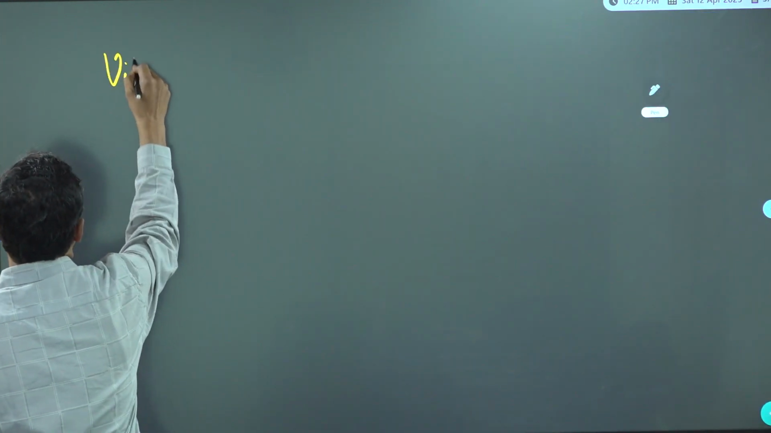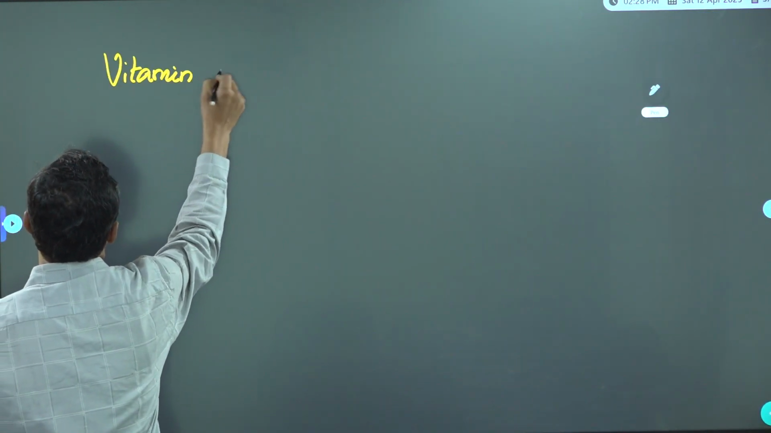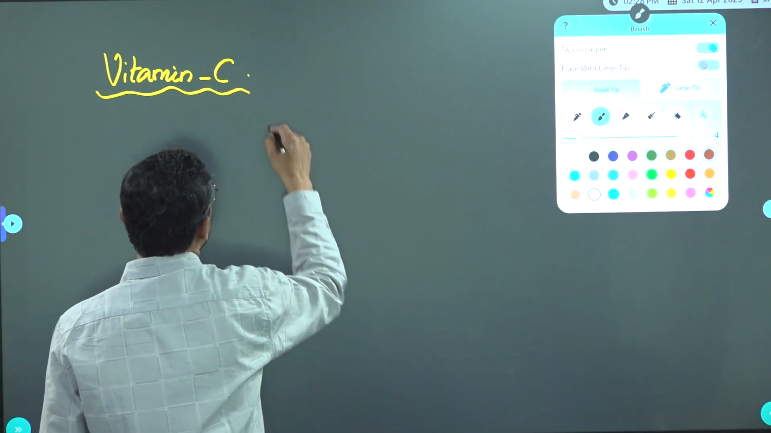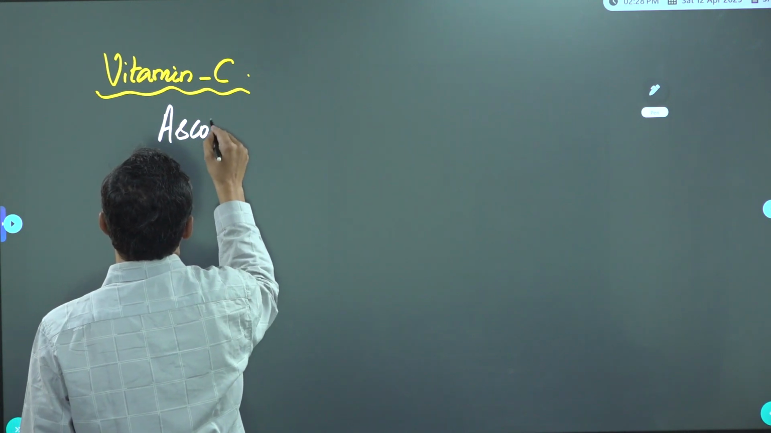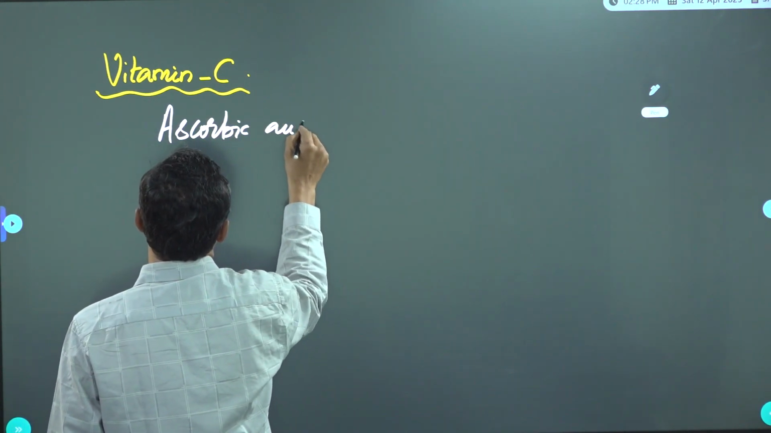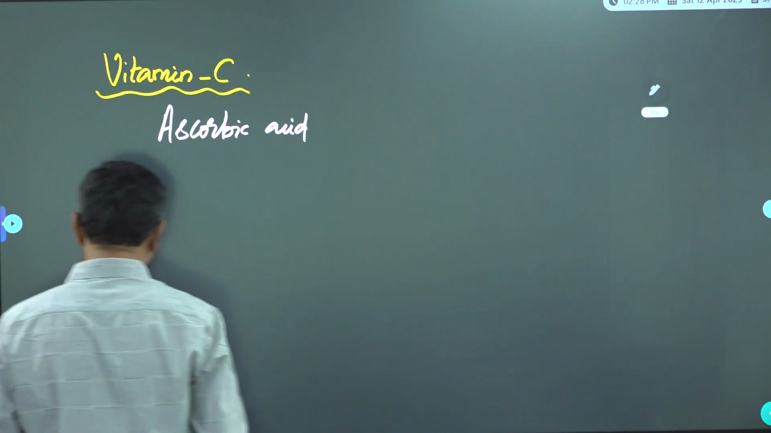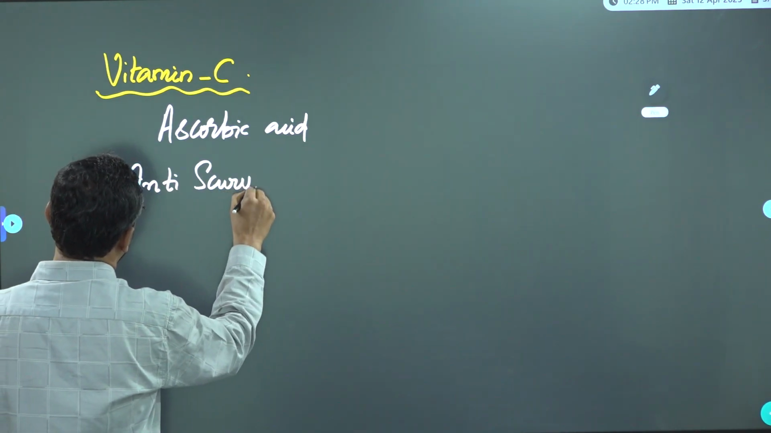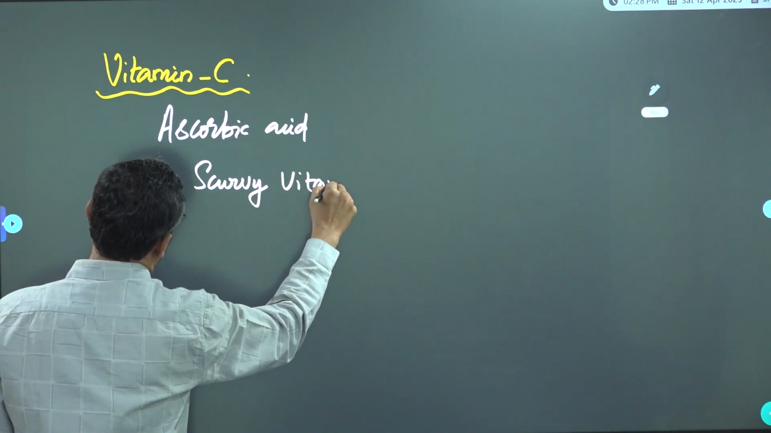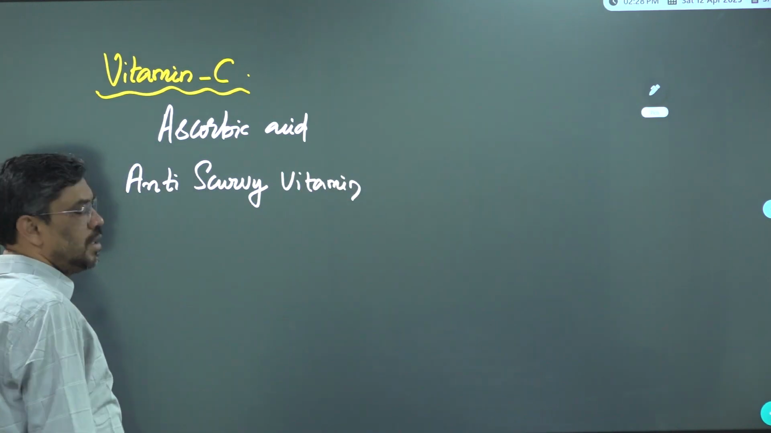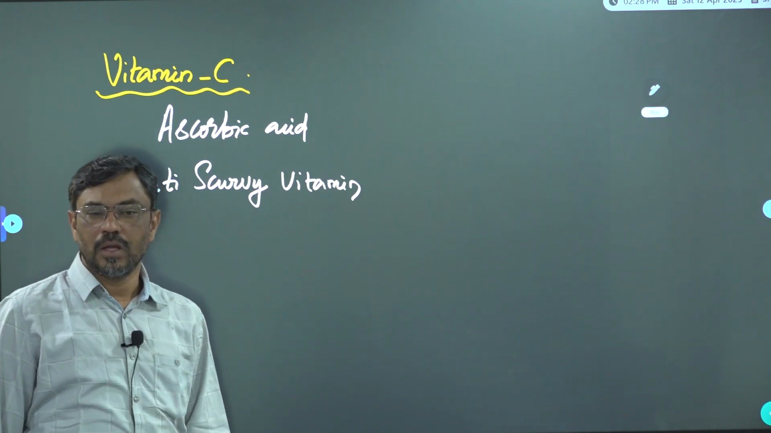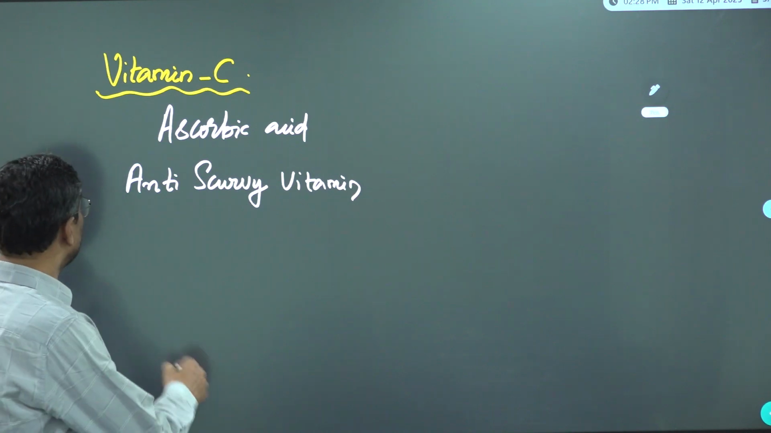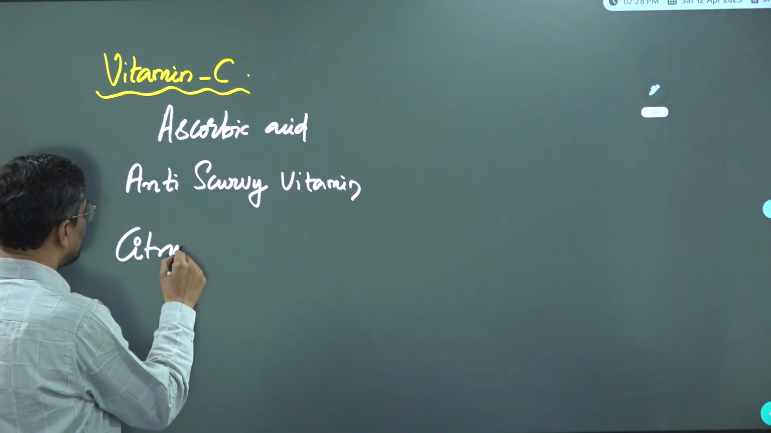Vitamin C. Its chemical name is ascorbic acid, commonly known as anti-scurvy vitamin. Sources: the main sources are citrus fruits.